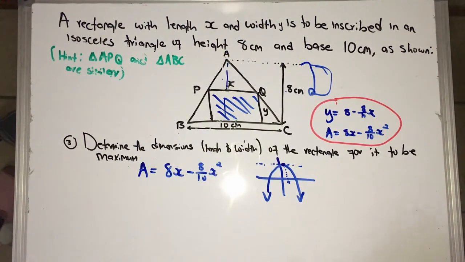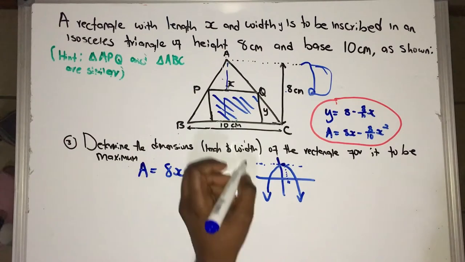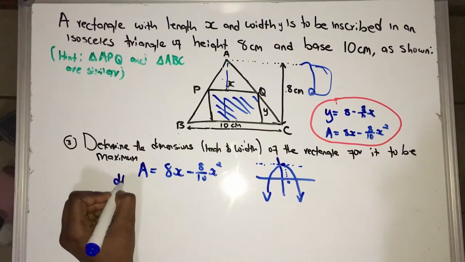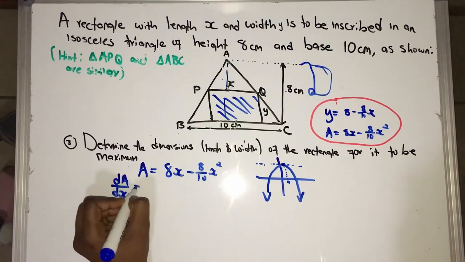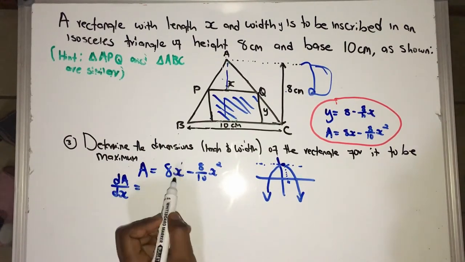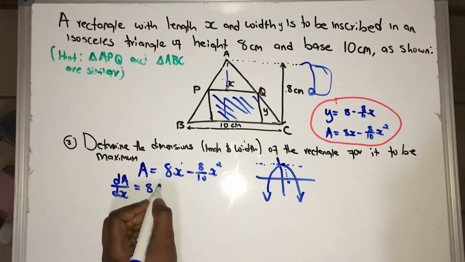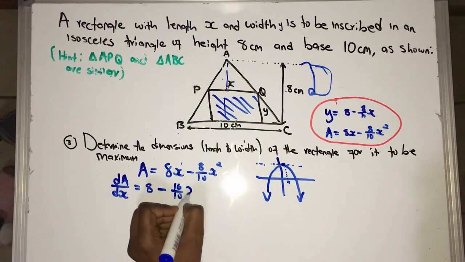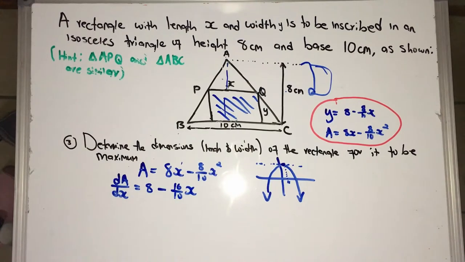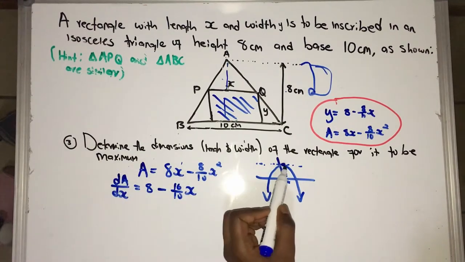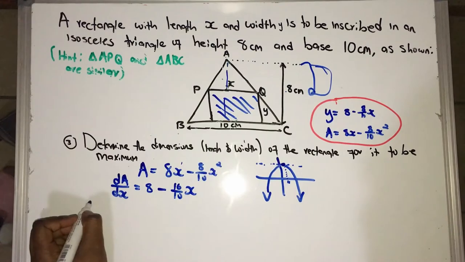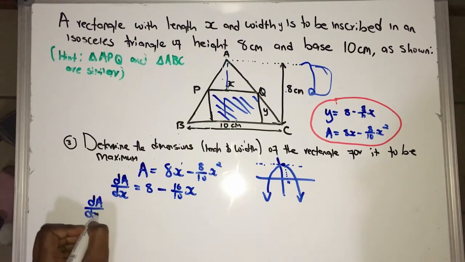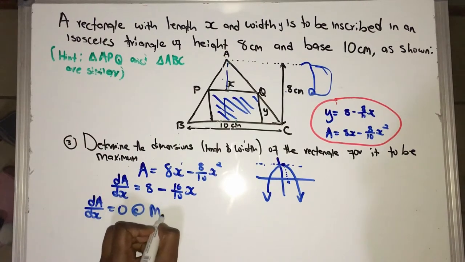That gradient value is zero at the turning point. So we differentiate: the derivative of A with respect to x is 1 times 8 times x to the 1 minus 1, x to the 0, which is just 1, minus 16 over 10 x to the 2 minus 1, which is just x. This gradient function is zero because we want the maximum point. So dA/dx equals 0 at the maximum point.